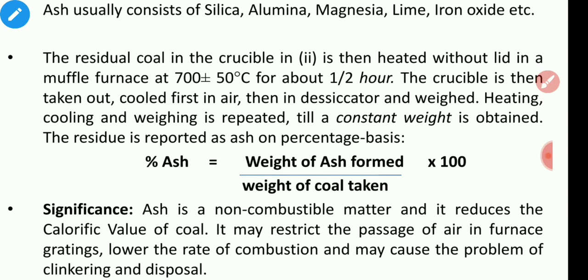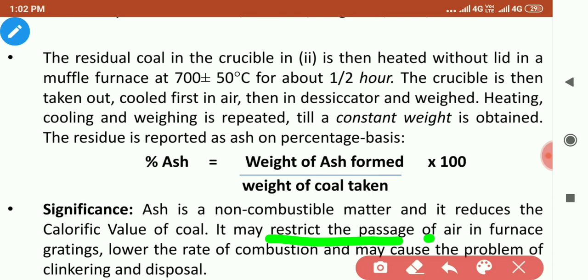सिग्निफिकेंस, इम्पॉर्टेंस, अगेन वी हैव टू कंसिडर ऐश जो है वो नॉन कंबस्टेबल मैटर होता है, और जो भी नॉन कंबस्टेबल मैटर होता है वो रेसिड्यू के फॉर्म में कोल में रह जाता है, जो कि हमेशा कोल की कैलोरीफिक वैल्यू को रिड्यूस करता है। अगर हम कोई फर्नेस यूज़ कर रहे हैं तो उसमें जो होल्स होते हैं उसके पैसेज को ये रिस्ट्रिक्ट करता है, ये इट रेस्ट्रिक्ट्स द पैसेज ऑफ एयर, और एयर नहीं जा पाती जिससे ऑक्सीडेशन कम हो जाता है, रेट ऑफ कंबशन कम हो जाता है, एंड इवन इट मे कॉज द प्रॉब्लम ऑफ क्लिंकरिंग एंड डिस्पोजल। तो अगर क्लिंकर का फॉर्मेशन हो रहा है यानी रेसिड्यू का फॉर्मेशन हो रहा है तो उसके डिस्पोजल की प्रॉब्लम भी अराइज हो जाती है। सो इन दैट वे इट इज़ वेरी इंपॉर्टेंट टू डिटरमाइन द ऐश कंटेंट एंड इट्स रिमूवल देयर ऑफ.